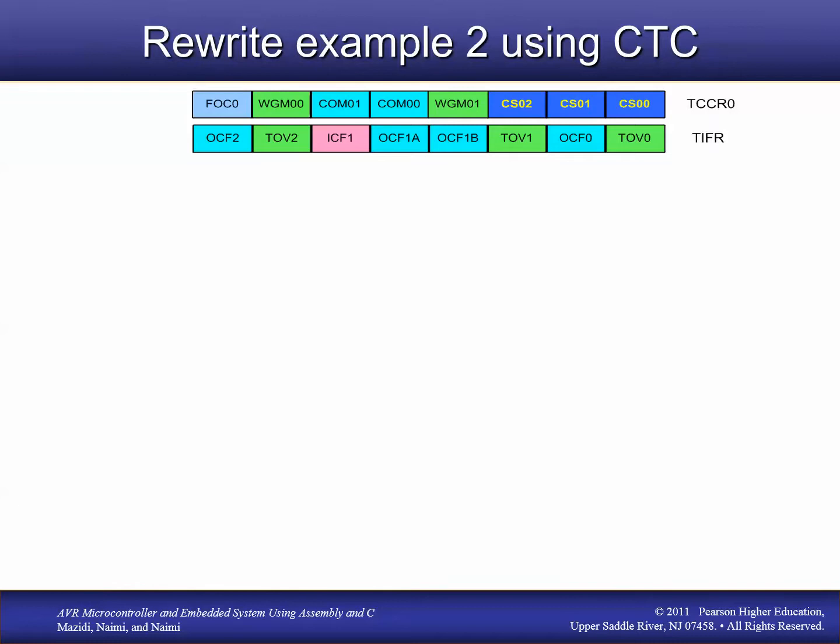We want to redo the example that we had before, but now we're going to use CTC mode for the timer. So things that'll change are going to be that the timer counter control register is going to be different. Remember, the WGM bits determine whether it's in normal mode or CTC mode. And then we're not going to write to the TCNT0 register. Instead, we're going to write to the OCR0 register.